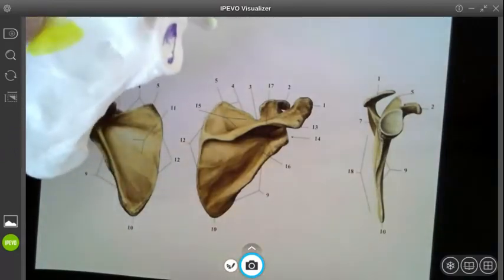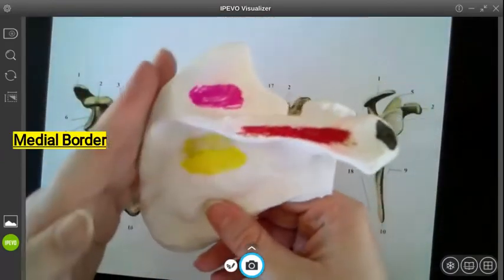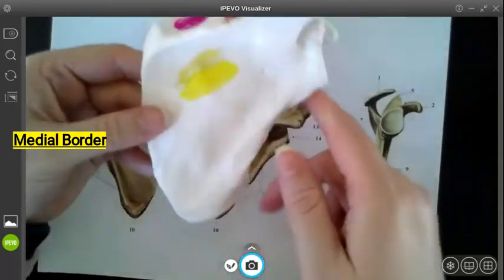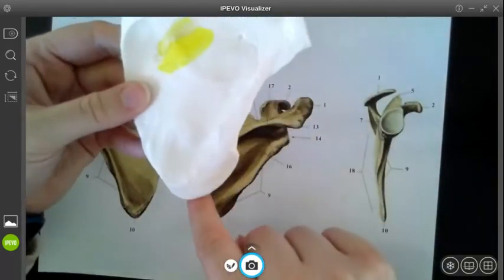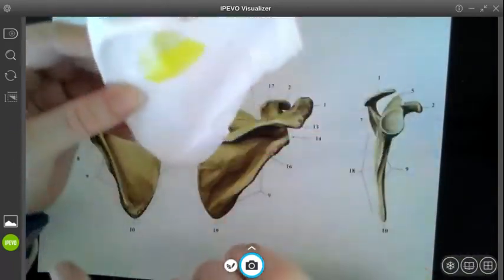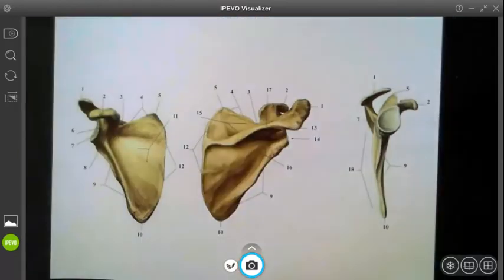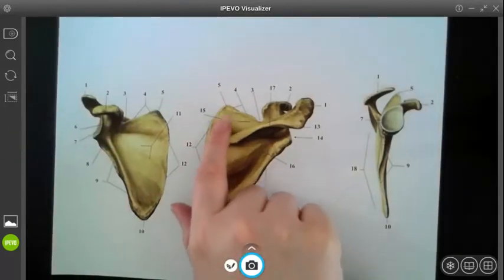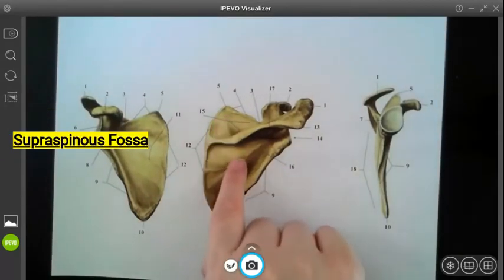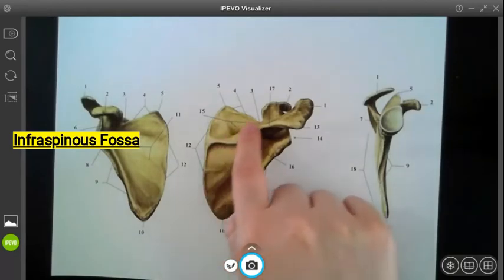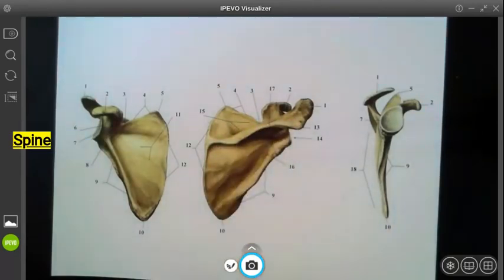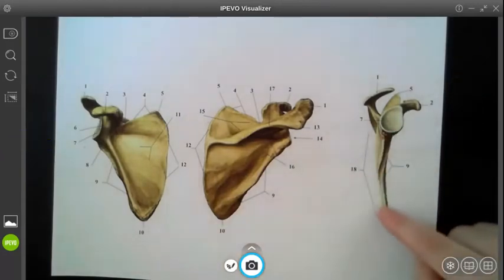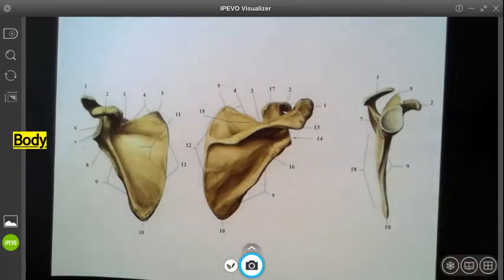I missed twelve. Twelve is actually the medial border, so the inside. Medial border, lateral border, inferior angle, and this is the superior border up here. Fourteen is actually referring to the glenohumeral joint. Fifteen is that supraspinous fossa. Sixteen is the infraspinous fossa. Seventeen is the spine of the scapula itself. And eighteen is actually just referring to the body of the scapula.